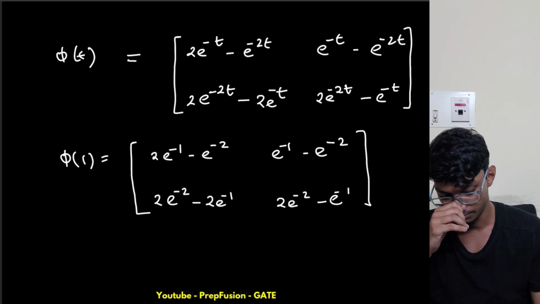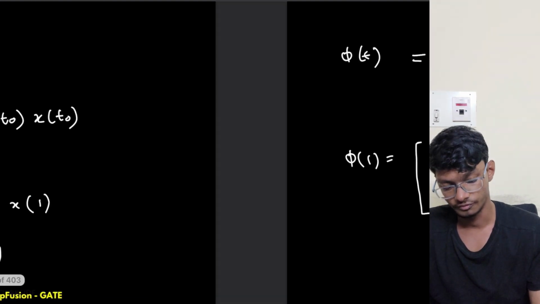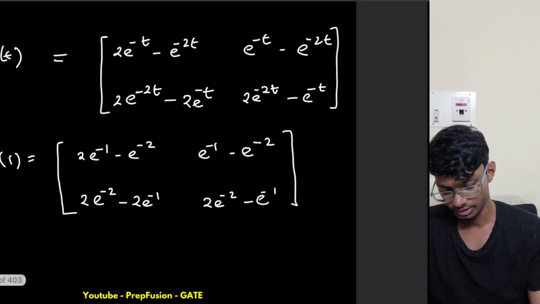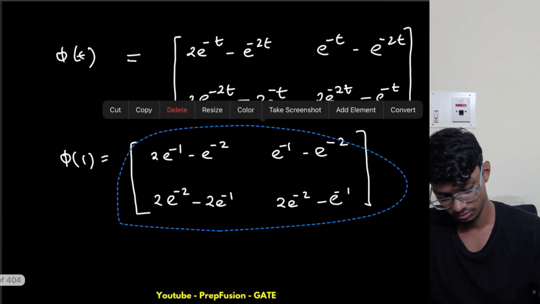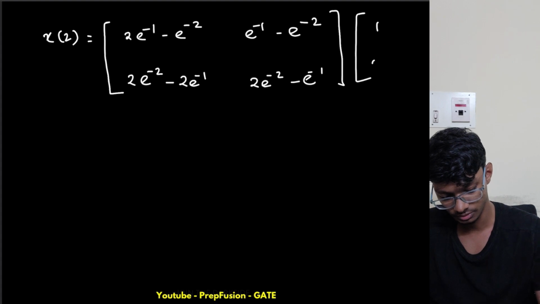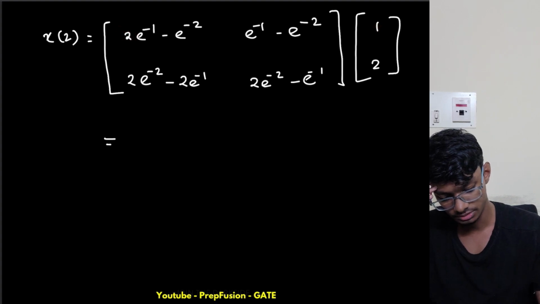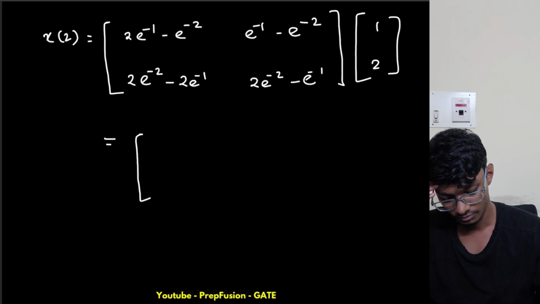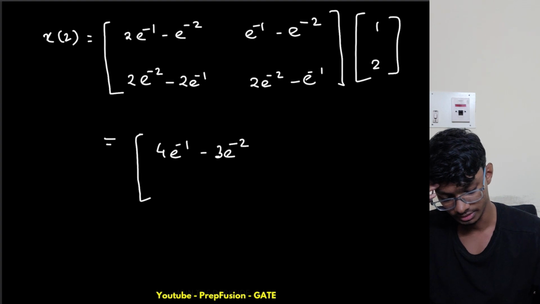Now we can easily solve this. Put in x of 1, which was 1 comma 2. So in the equation for x of 2, I got phi of 1, and now I multiply it with x of 1, which is 1 comma 2. Solving this, the first row becomes 4e^-1 and minus 3e^-2.